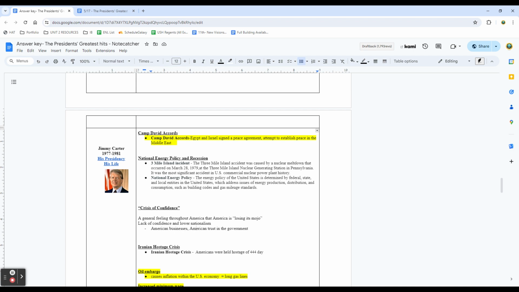So Carter wanted to acknowledge this. He has his malaise speech, where Carter gives a speech about the general bad feeling of malaise in America, or this crisis of confidence.